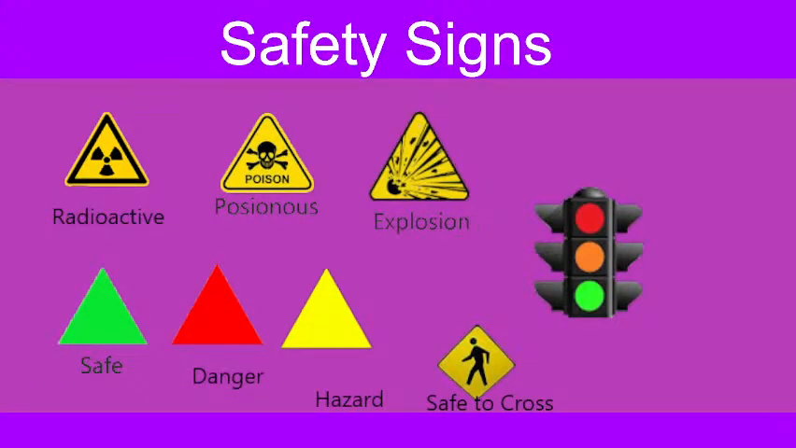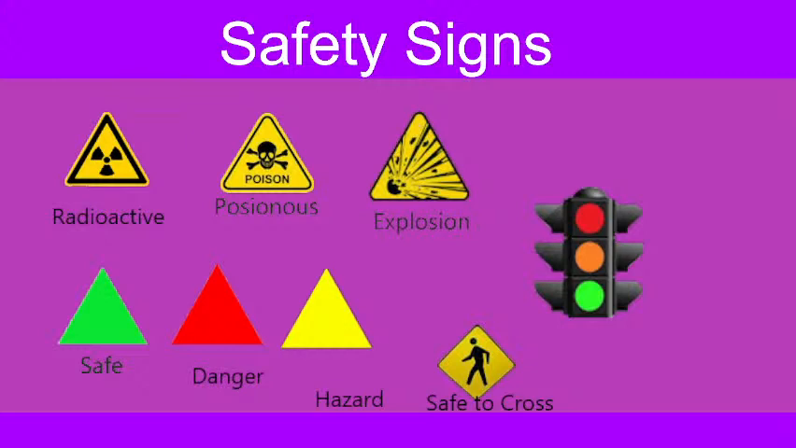Now, last is safety signs. Safety signs are what we use to make sure that we don't get hurt or harm anyone else. We use safety signs to make sure we maintain a good community. Some of the safety signs you might see on a fence or on a road, such as a radioactive or a poisonous sign. If you see a skull with two bones, or on a label of any jar or bottle, that means it's poisonous.